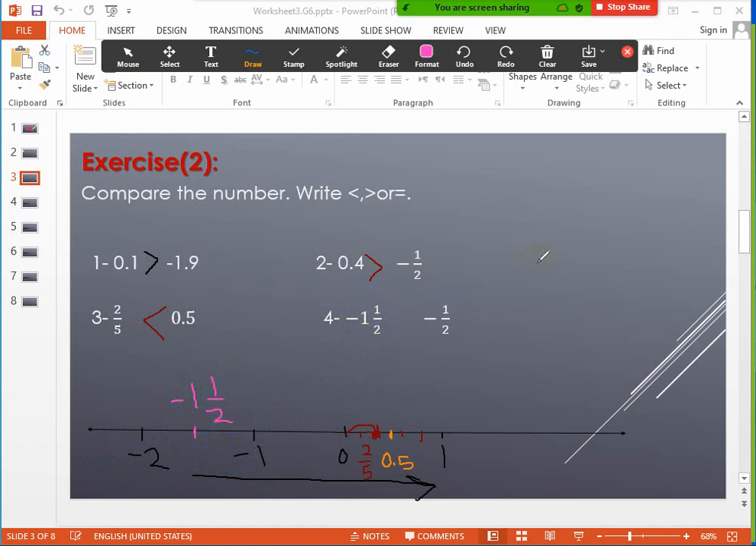What about negative 1 over 2? Very good. In the middle also. This is negative 1 over 2. Which one is the greater? Negative 1 over 2. Very good. Thank you so much, Rijan. Now, girls, if you finish, type 1 in the chat.